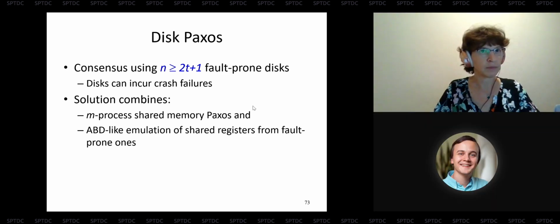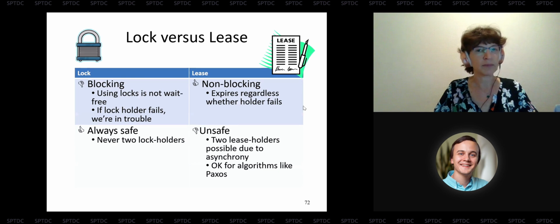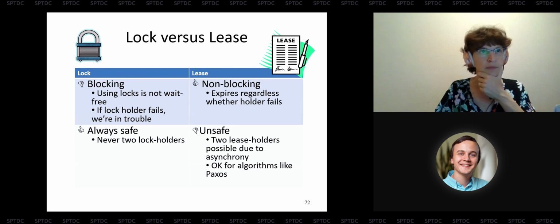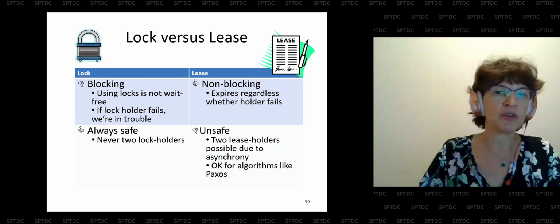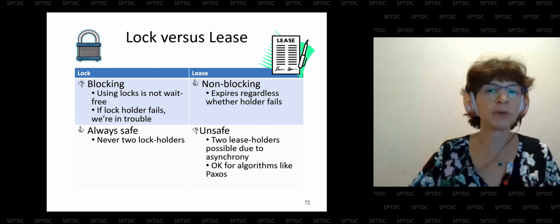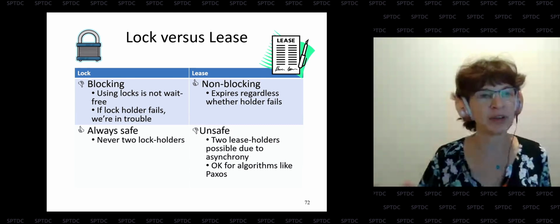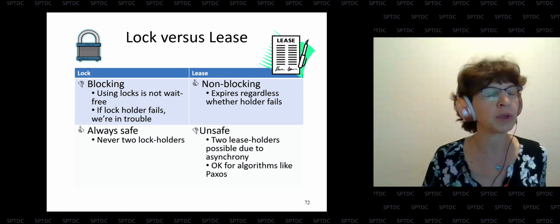Before we jump to the disk Paxos, there is a question regarding this slide on locks and leases. Is it true to say that leases are like optimistic concurrency? Leases can be used for optimistic concurrency. Yes, exactly. That's what we're doing. We're using optimistic concurrency here. We're being optimistic. We're hoping nobody competes with us, and if they do, then we handle it. That's a really good observation.